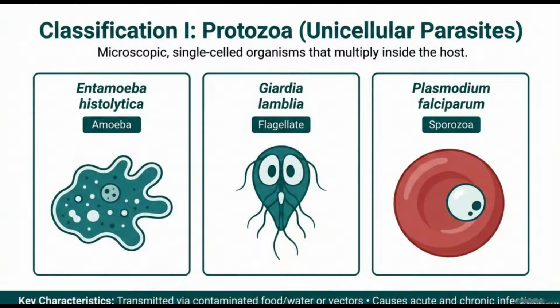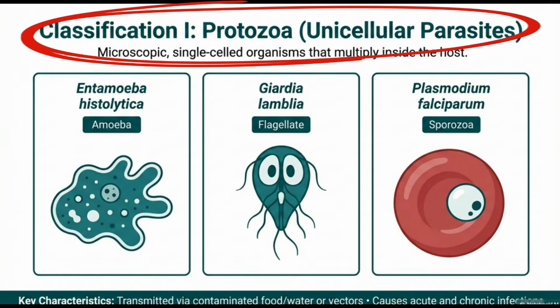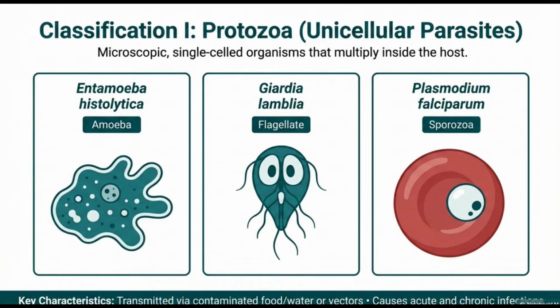All right, now that we've defined the field, let's meet the primary subjects of our study. We're going to break them down into 3 major classifications so we can really understand the kinds of threats they pose. First up, we've got the protozoa. Now, these are microscopic, single-celled organisms. And here's the crucial point to remember. They multiply inside the host. This can lead to incredibly rapid, overwhelming infections. Some key examples you'll see are Entamoeba, which is a type of amoeba, Giardia, which uses that little tail-like flagellum to get around, and of course Plasmodium, the sporozoan that's responsible for malaria.